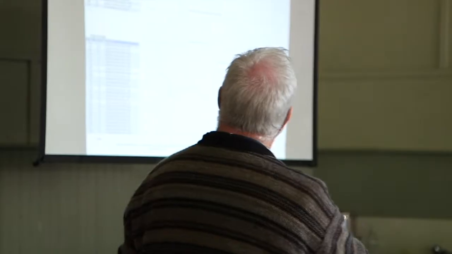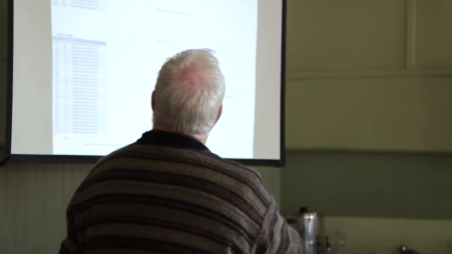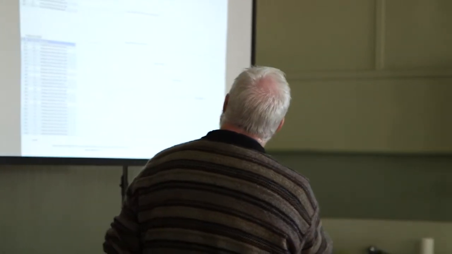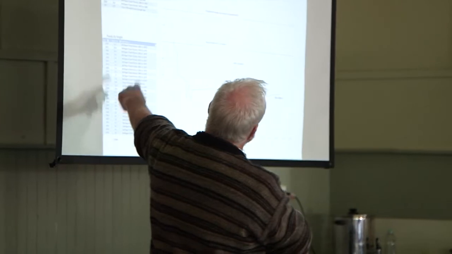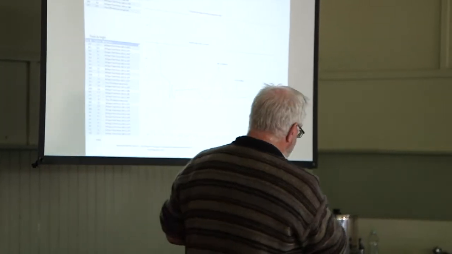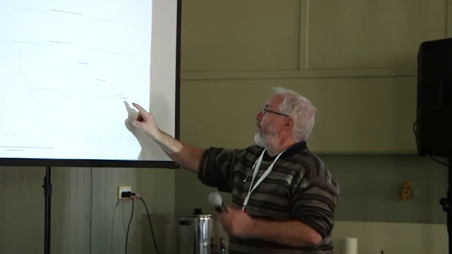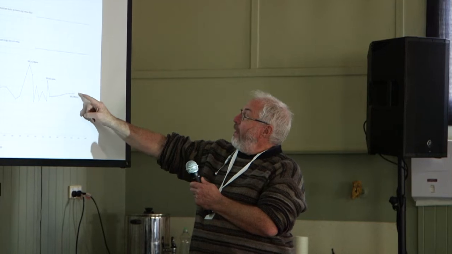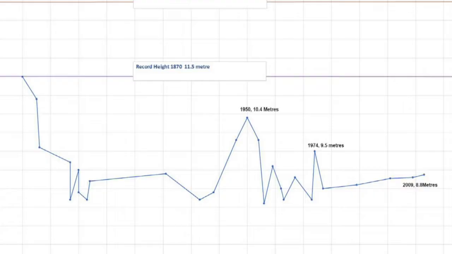You'll see some elevation profiles. So this is an interesting one. This is the flood data I've pulled from the report. So this is 2013. So if you've been here for the last sort of 30 years, you haven't seen a decent flood. This is the 1974 flood at 9.5 metres. The 1950 flood at 10.4.